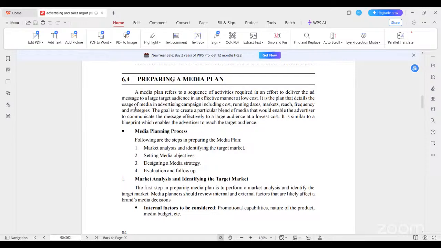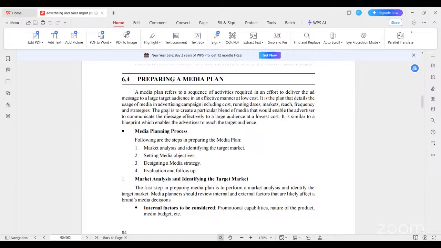Okay. So what is a media plan? A media plan refers to a sequence of activities required in an effort to deliver the ad message to a large target audience in an effective manner at low cost. So it is a plan which contains details of usage of media and how to decide our advertising campaign, including campaign cost, running dates, market, reach, frequency, and strategies. All these we will discuss in the media plan.